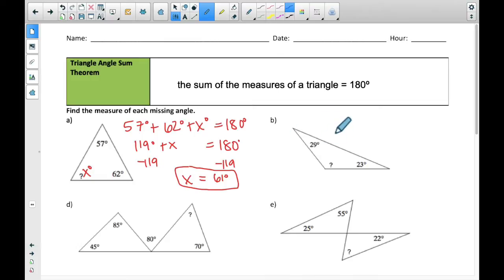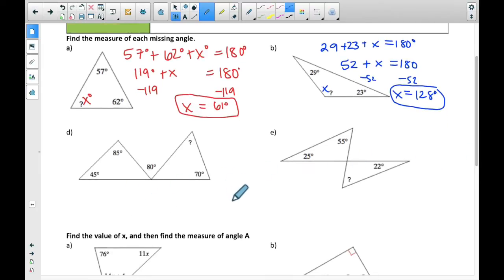All right, example B. This one, I can tell by looking at it, that's going to be obtuse. This angle should be greater than 90 degrees. The way we set it up is we add them, and once again, I called this one down here X. So I add these together, that gives me 52, and I subtract that from 180, and I get X equals 128.